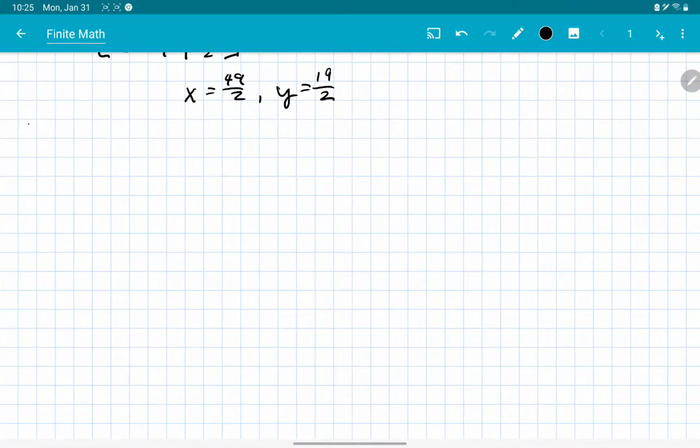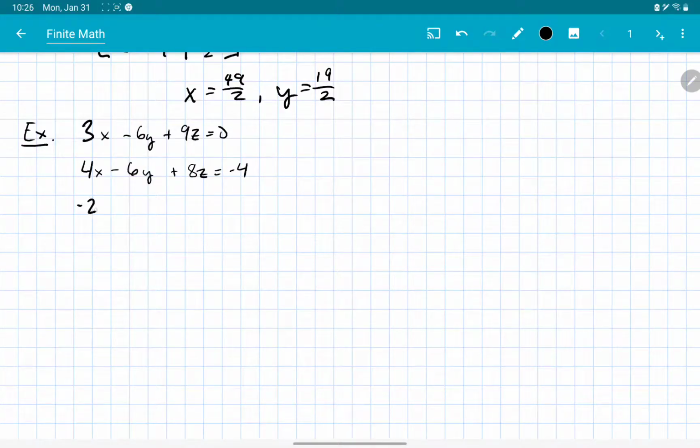Let's do an example, at least start an example where we have 3 variables. 3x minus 6y plus 9z is 0. 4x minus 6y plus 8z is equal to negative 4. Negative 2x minus y plus z is equal to 7. So I want all of those 3 equations to be true. I want to find values x, y, and z, which will make each of those 3 equations true. That's what I'm looking for.